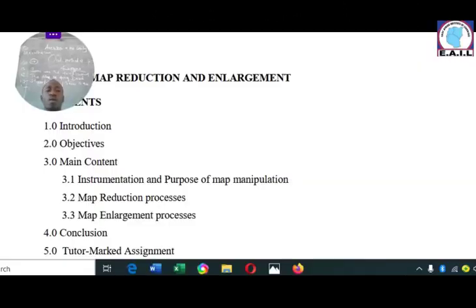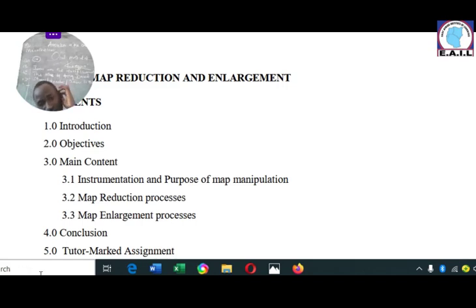Afternoon to you. Today we are going to be looking at map reduction and enlargement. We are going to be looking at how we can enlarge maps or how we can make reductions onto the maps.